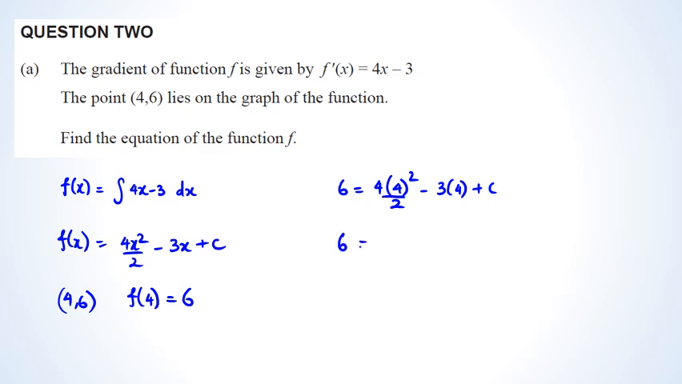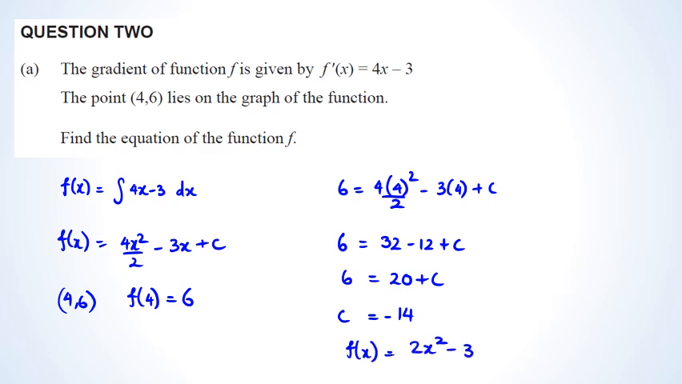So we should get 6 is equal to 4 times 16, 16 times 2 is 32, minus 12 plus c. 6 equals 20 plus c, and so c equals negative 14. But the equation of the function is what the question is asking. So we need to say f of x equals 2x squared minus 3x minus 14 for your achieved grade.